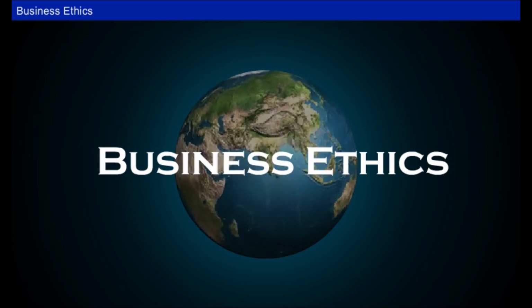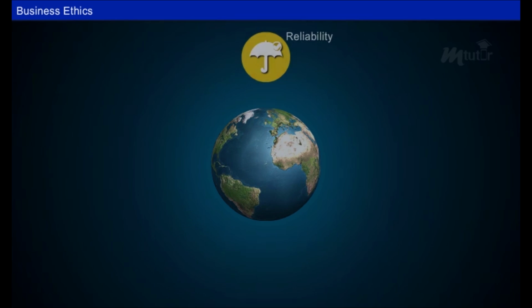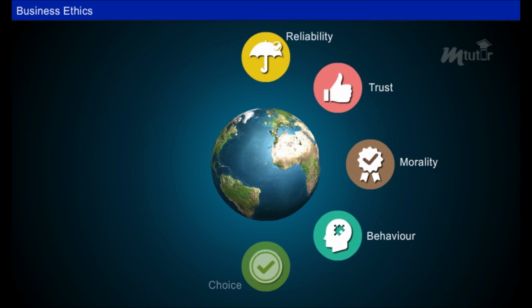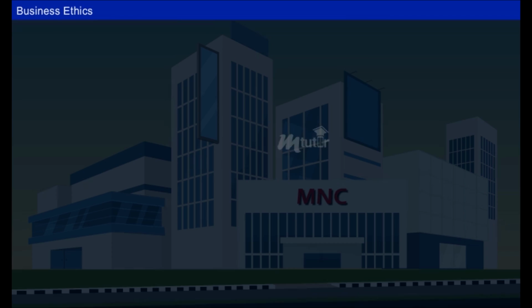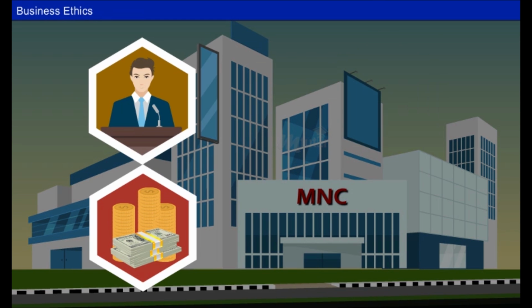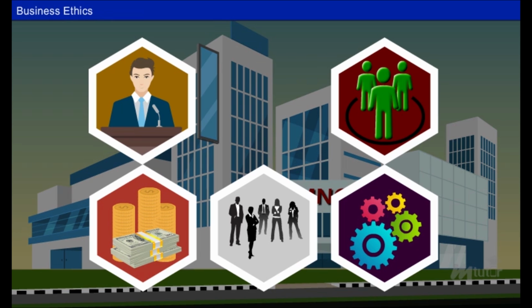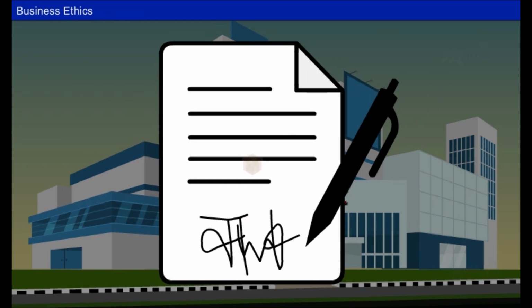Let us look at business ethics. Business ethics examines ethical principles and problems that arise in all aspects of business conduct, ranging from an individual to the entire organization of the business environment. Every corporate entity should formulate an ethical policy for its own functions, covering various issues related to its business along with social responsibility. Corporates have to consider many factors such as political, economic, social, technological, organizational culture, and management structure for framing good finance and corporate governance policies.